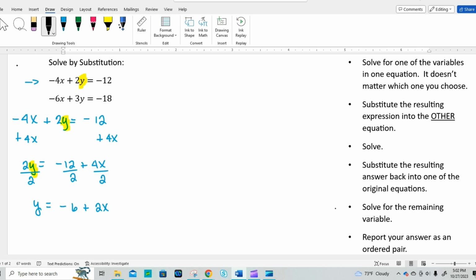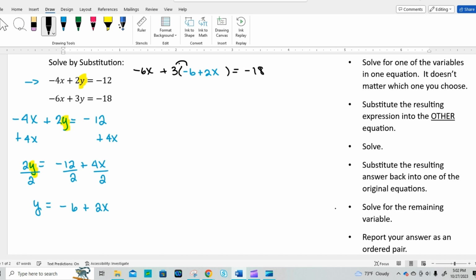Okay, so now my y is completely isolated. I know what y equals. So now I'm going to go ahead and put it into the other equation. And in this case, that's negative 6x plus 3y is equal to negative 18. So I've got my negative 6x plus 3. I'm going to put it in my parentheses so I have a space to put my expression, equal to negative 18. So negative 6 plus 2x goes into those parentheses. And then I start my solve.